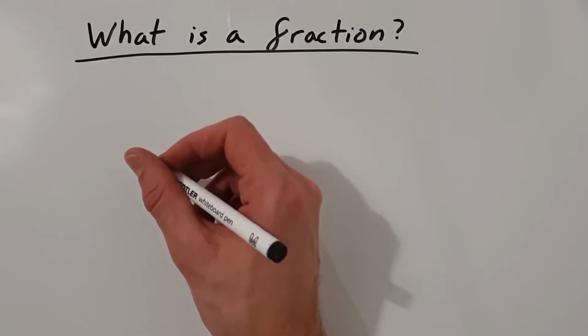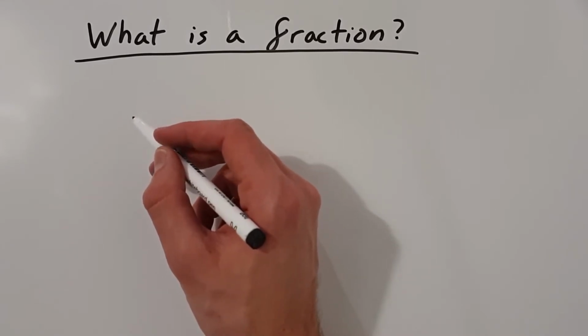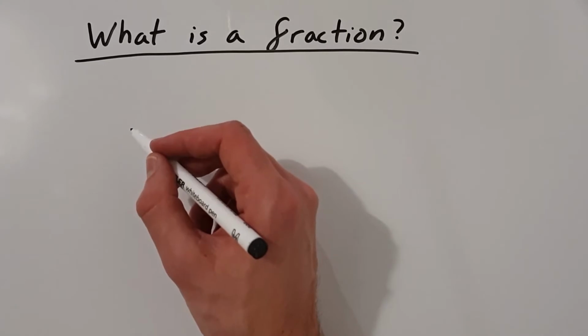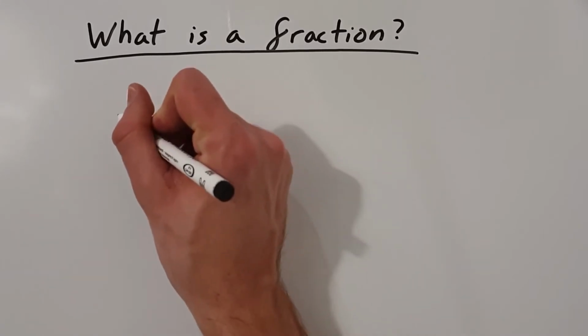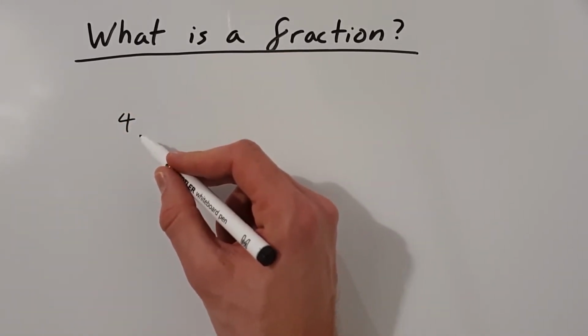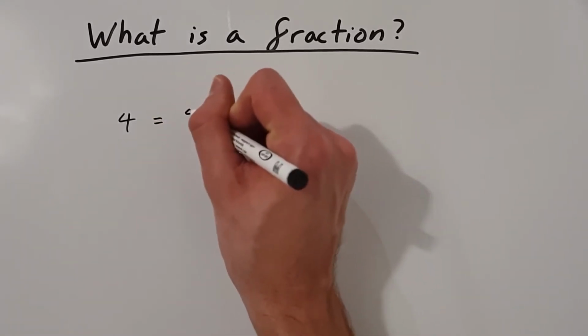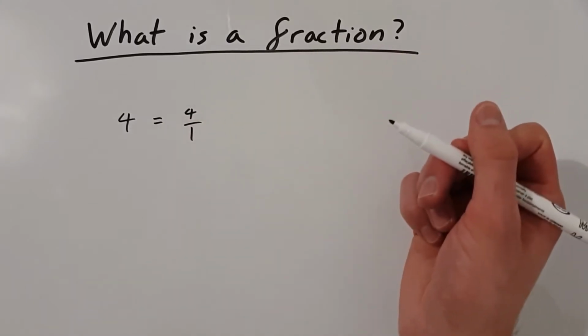Okay, so let's start right at the very beginning then with what is a fraction. So a fraction is basically a way of representing a number. And in fact, any number can be represented as a fraction. For example, if I was just to write 4, just on its own, a whole integer 4, this written as a fraction would be 4 over 1.